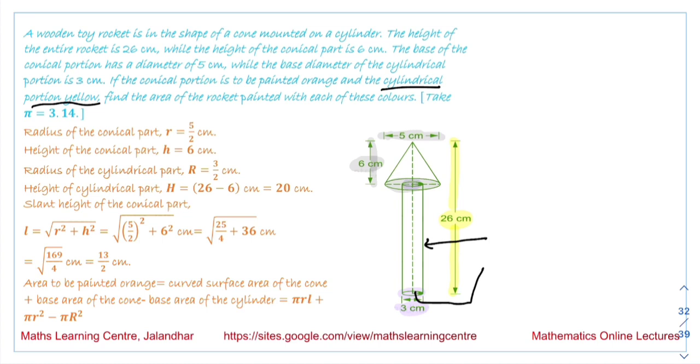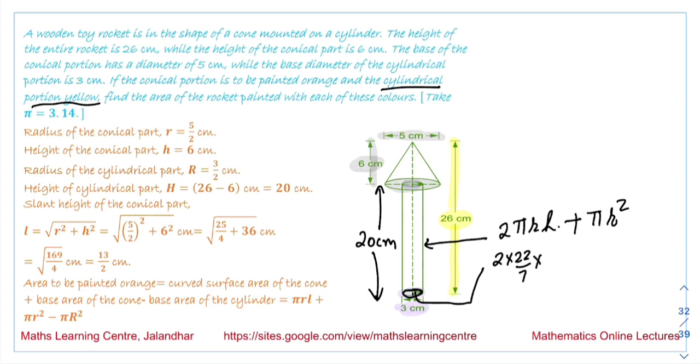So the yellow color to be used is equal to, this is 6 centimeter, so the remaining height is 20 centimeter. The lateral area of this cylinder is 2 pi r h, plus the area of this circular portion at the base, that area is pi r square. So the answer we will get is 2 into 22 by 7 into the radius, 3 by 2, and the height, 20, plus 22 by 7 into radius 3 by 2 into 3 by 2.